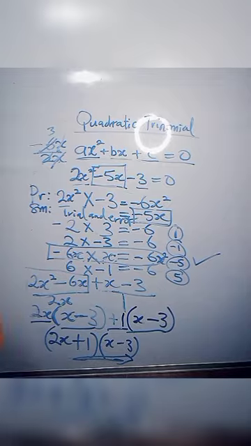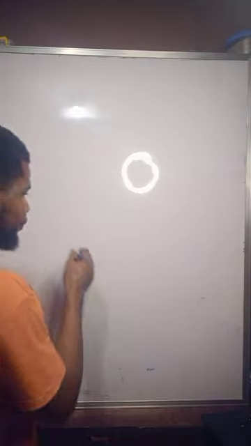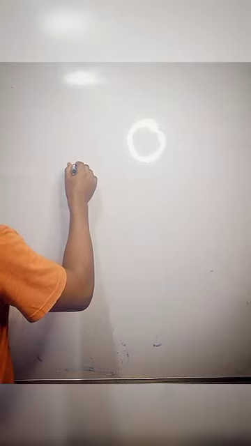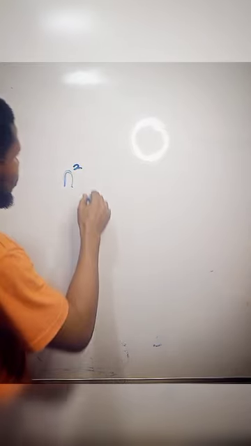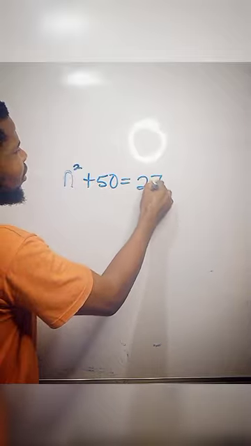Alright, so I would like you to try something like this. There are other simple quadratic equations that you can solve. For instance, let me give you one question now. You have n squared plus 50 equal to 27n. This one will be a lot easier.